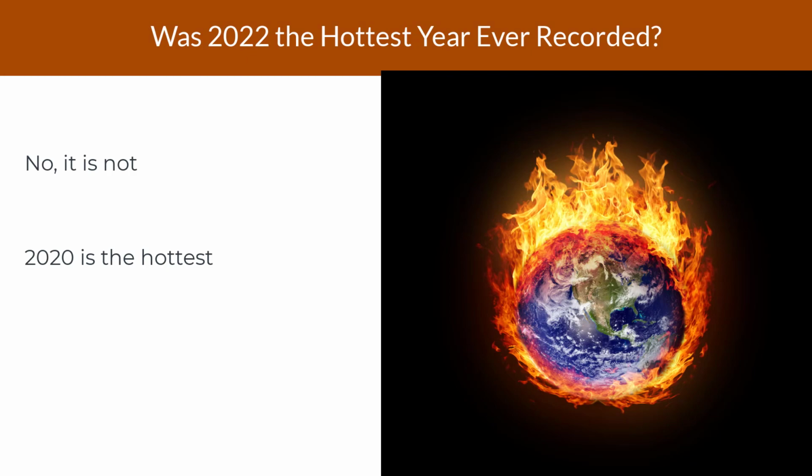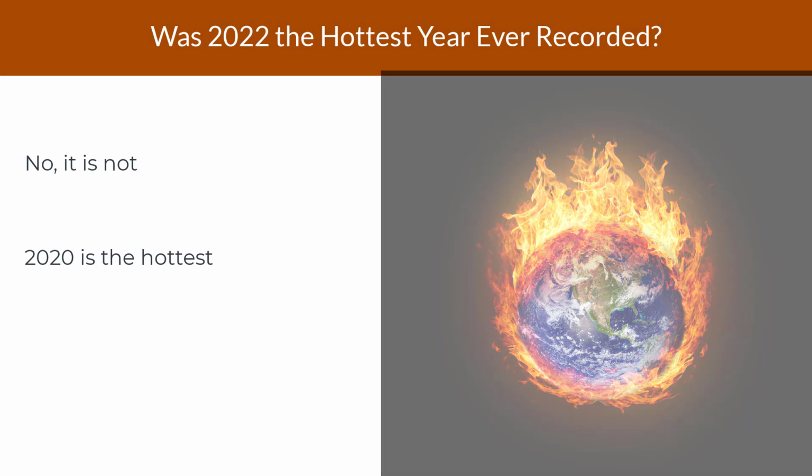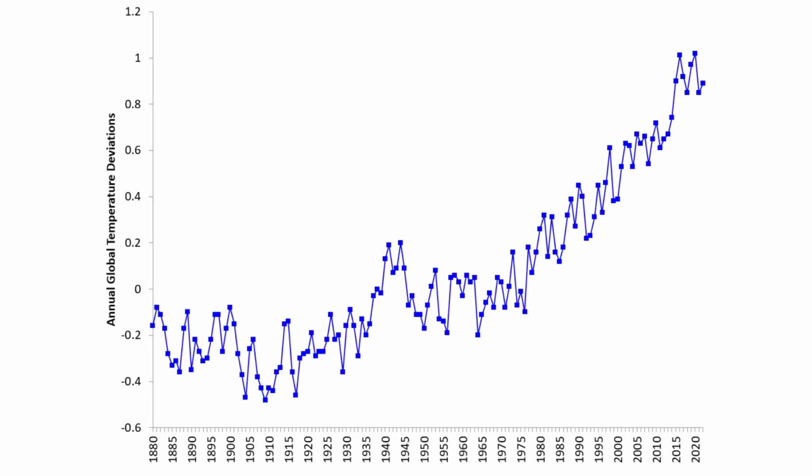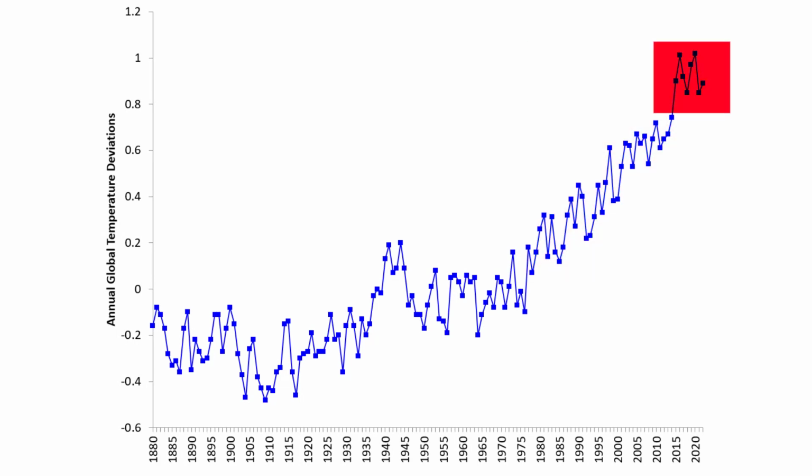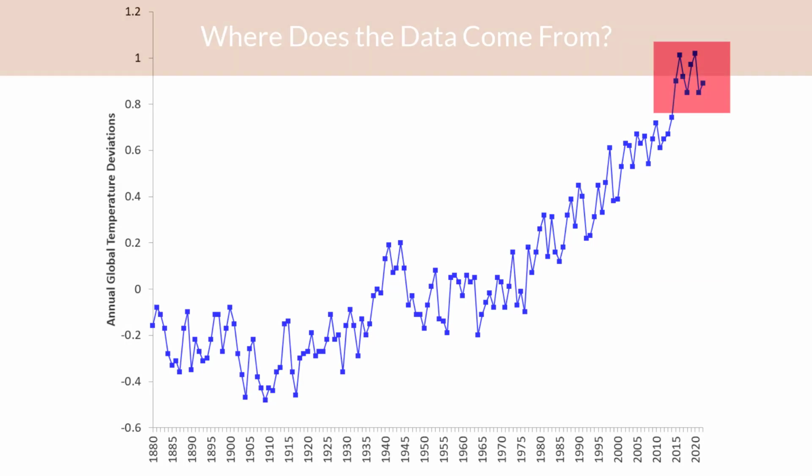No, 2022 was not the hottest. 2020 was the hottest ever recorded. Here you see a chart of the annual global temperature deviations over time. About 1880 to about 1940, things were pretty consistent. Same is true from then up to about 1977. And then in 1977, things began to move up quickly. And you can see the last 8 years have been the hottest ever recorded, at least since 1880.